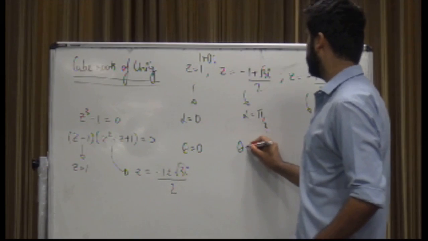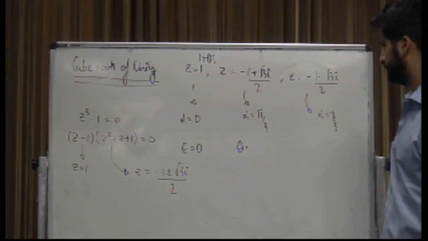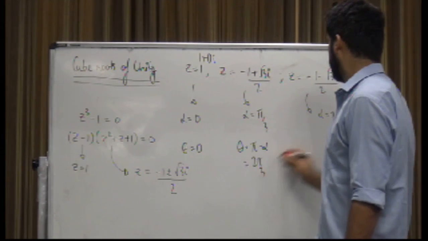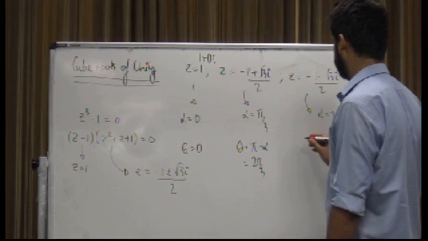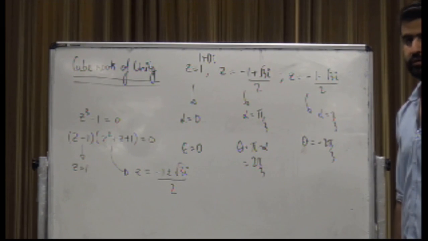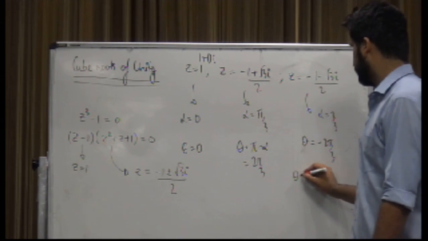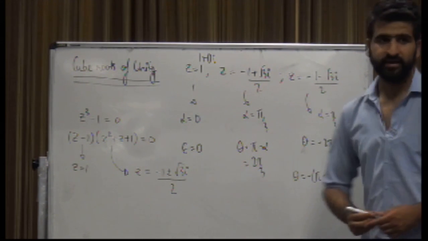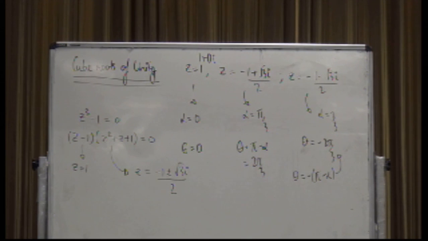Here theta is equal to, which quadrant is this? Second, pi minus pi by 3. So this is pi minus alpha, which is equal to 2 pi by 3. And in the third case, this is the third quadrant. So theta is equal to minus of pi minus alpha, which is equal to minus 2 pi by 3. Right? Okay. So theta is equal to minus 2 pi by 3.